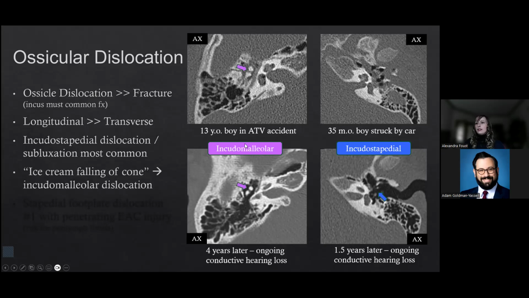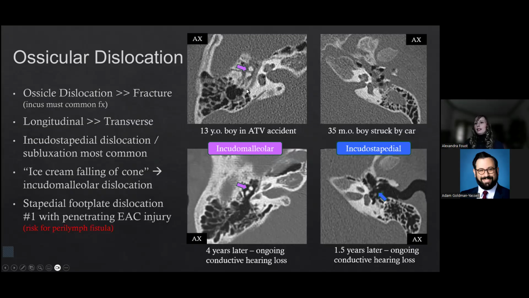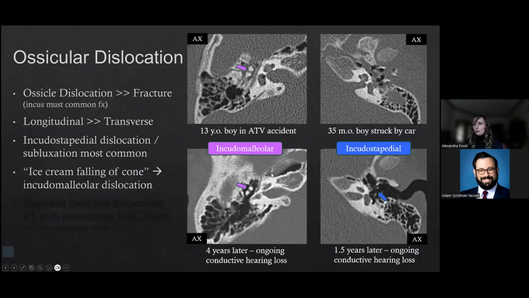The incudomalleolar dislocation then is going to be the other type that we talk about. And this is going to be where you have the ice cream, which is going to be the head of the malleus, separating from the cone, which is going to be the body of the incus. And so again, this patient was not called at the time of the acute incident and came back with ongoing hearing loss. So in the setting of a prior head trauma, particularly with a temporal bone fracture, definitely worthwhile considering repeating the imaging if the patient has ongoing hearing loss.